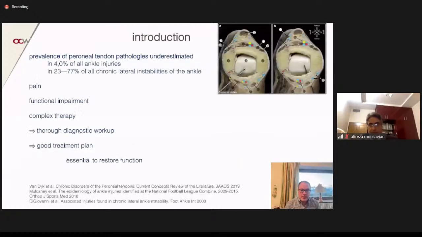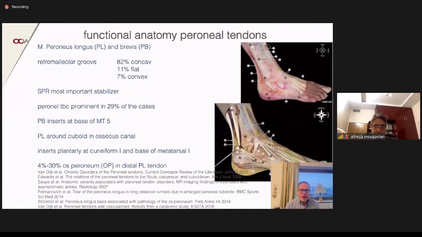In my experience, the prevalence of peroneal tendon pathologies is massively underestimated. And if we have a quick look into literature, in up to 4% of all ankle injuries and up to 77% of all cases with chronic lateral instability of the ankle, there are relevant peroneal tendon pathologies. They cause pain, they cause functional impairment, therapy is complex. And it is just essential to have a very thorough diagnostic workup, like a good treatment plan, to be able to restore function. First of all, let's have a look into functional anatomy of the peroneal tendons.